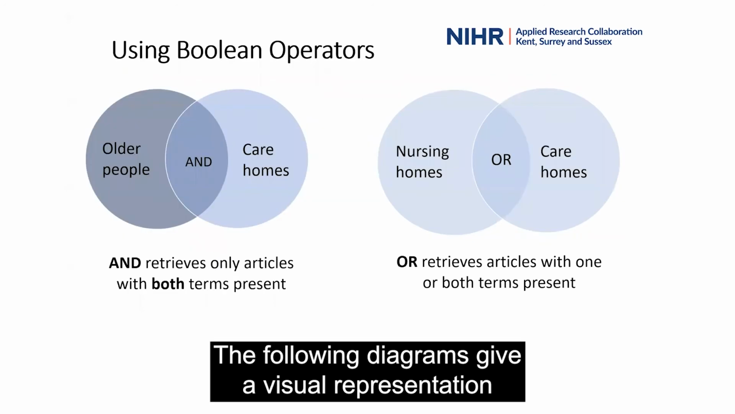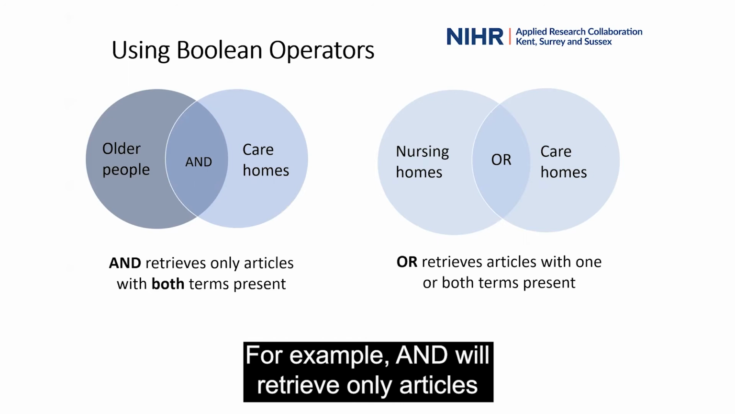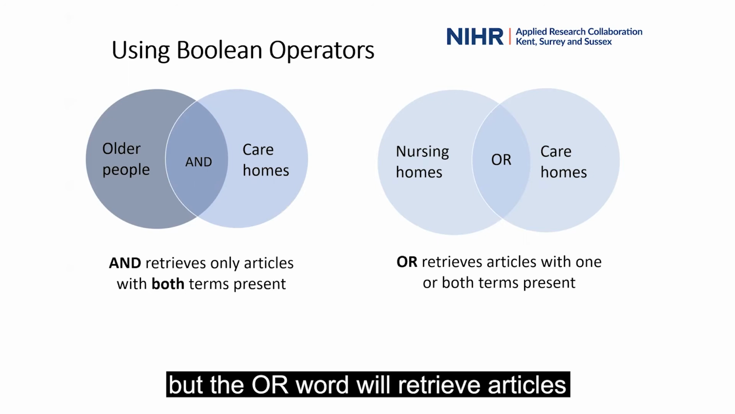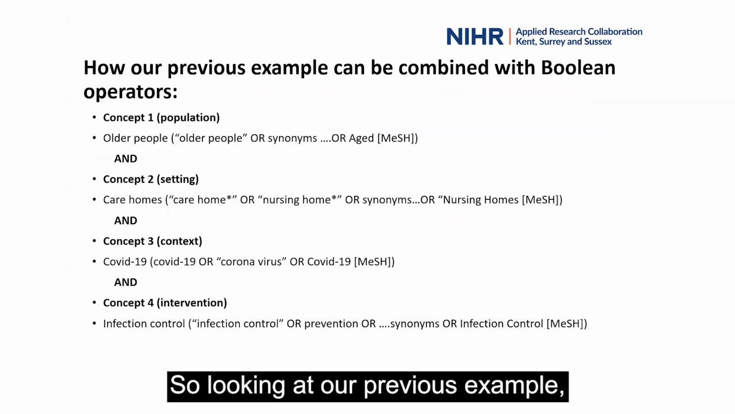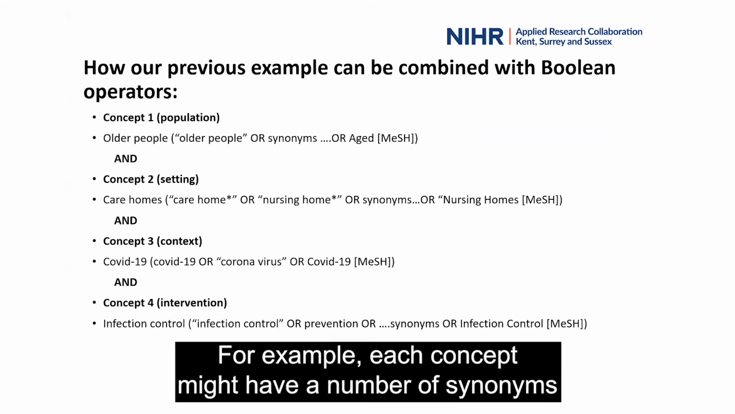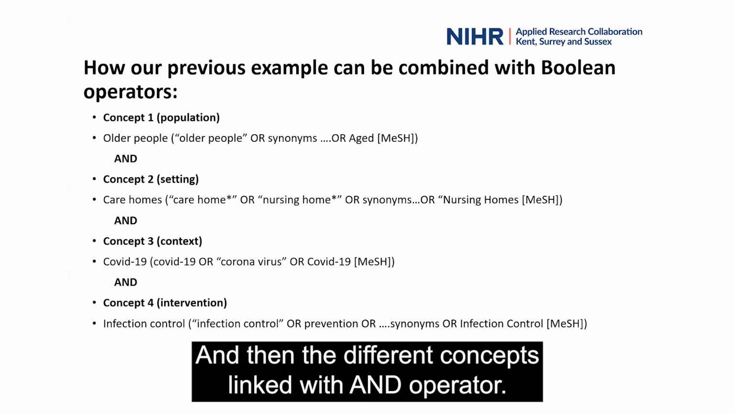The following diagrams give a visual representation of how Boolean operators work. For example, AND will retrieve only articles with both terms present, but the OR word will retrieve articles with one or both terms present. So looking at our previous example, you can combine the concepts with Boolean operators. For example, each concept might have a number of synonyms that can be combined using OR, and then the different concepts linked with an AND operator.